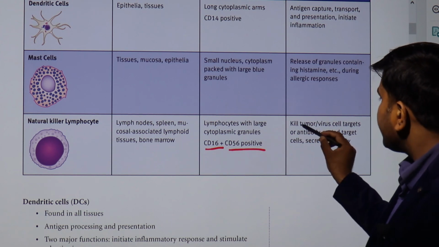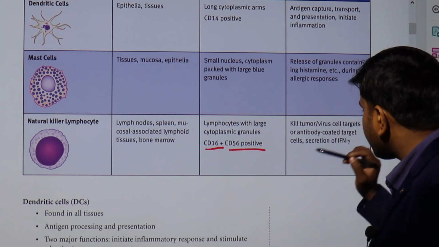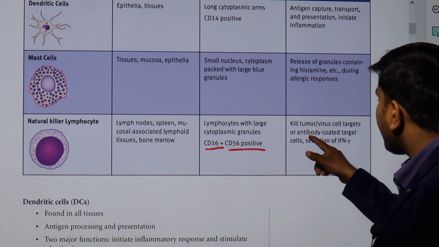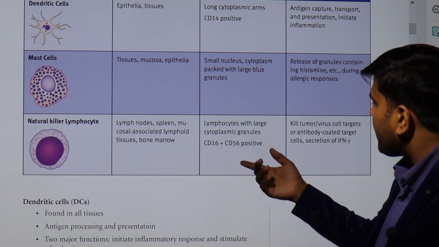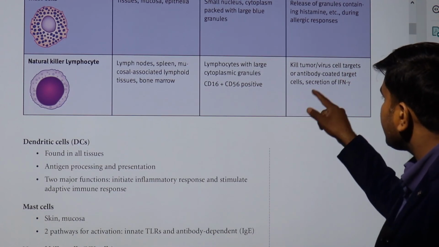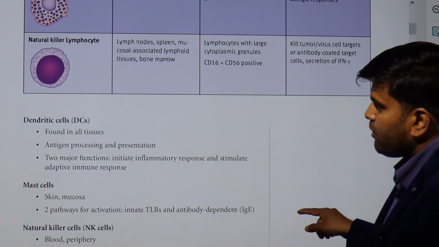Okay, they kill tumor cells or virus-infected target cells, or they can even kill antibody-coated targets, and they secrete interferon gamma. So they can kill the virus, they can kill the tumor, they can kill the cell that is antibody coated, and then secrete interferon gamma.